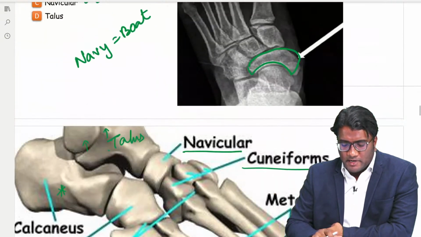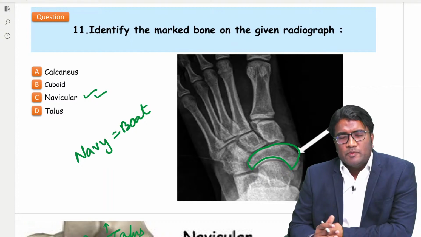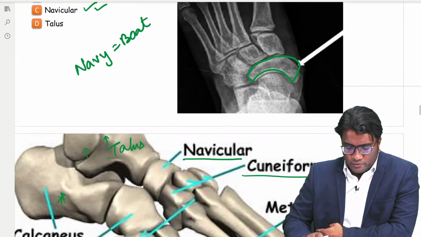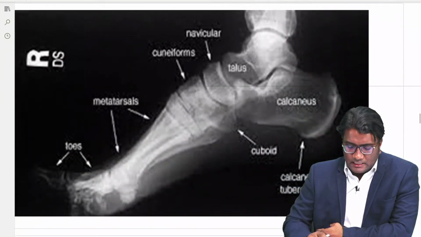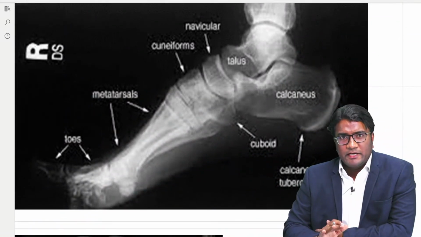Based on what was marked on the exam, most students said it was navicular. So I hope you got it right. Navy shaped bone. Next, even a lateral radiograph can be asked. So have an idea for your future exams.